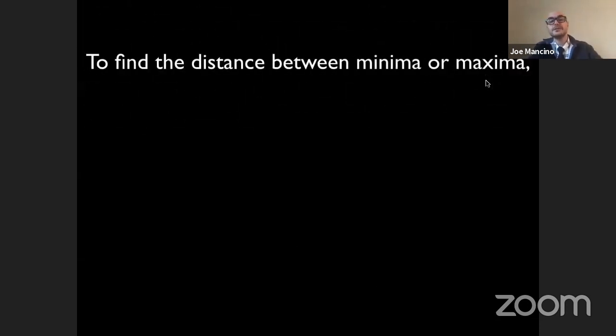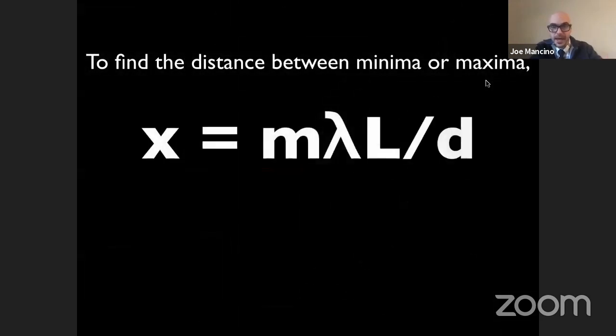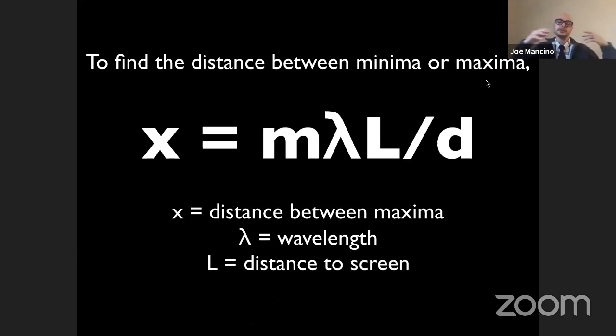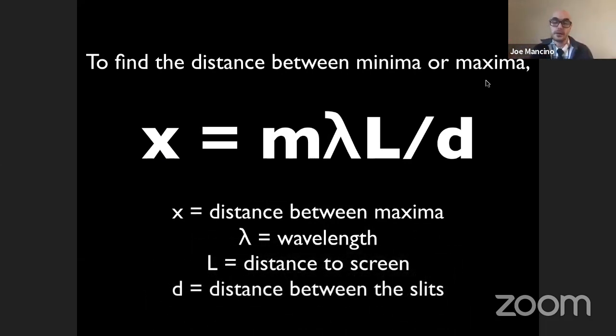So to find the distance between the maxes or mins, we just use x is m lambda L over d, where x is the distance between the maxes and the mins, and lambda is the wavelength, and L is the distance to the screen, and d is the distance between the slits. And that's great and all. Your job as a smart AP Physics 2 student is to be able to interpret this. What happens to x if? And it's your teacher's job to plug something in there.